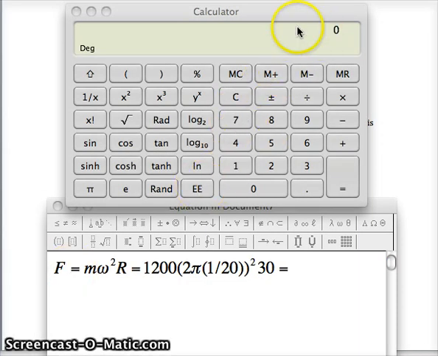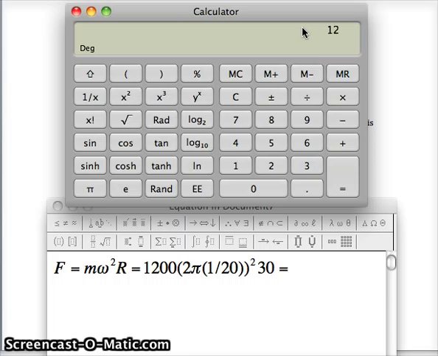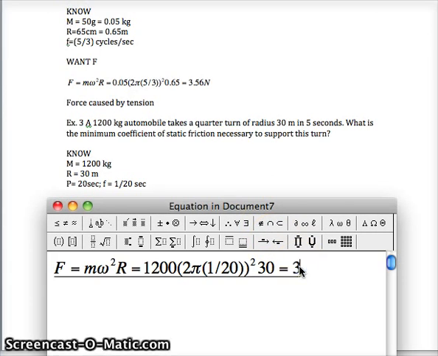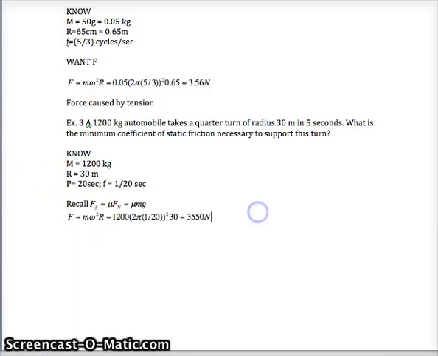So we take our calculator, and we have 1,200 times, open parentheses, 2 times pi divided by 20 in this case, close parentheses, and all of that becomes squared, and then we multiply that times 30, and we get an overall force of 3553, which I guess with three significant figures will say is 3550, so that's 3550 newtons. You can have the 3553 if you want, but we really don't know it that well. So that's the centripetal force, which is caused by the force of friction.